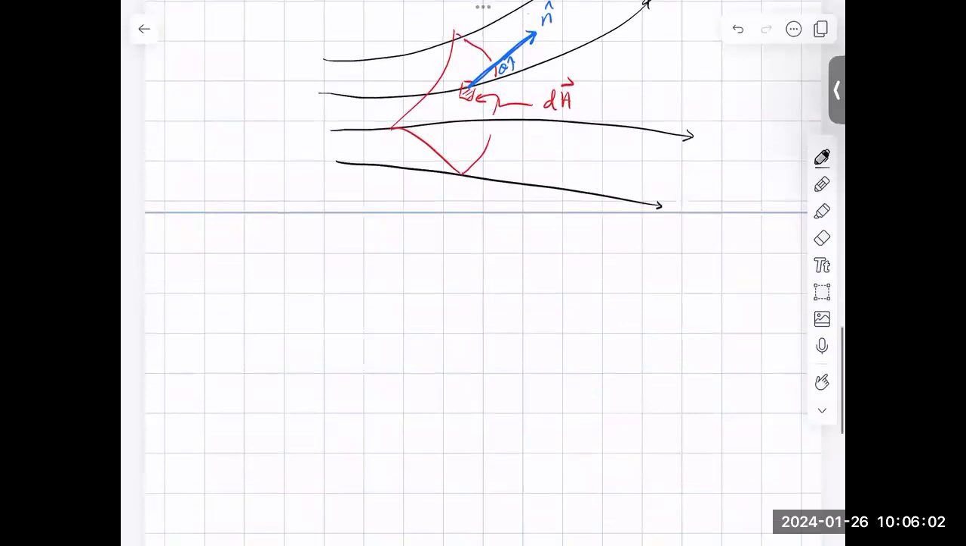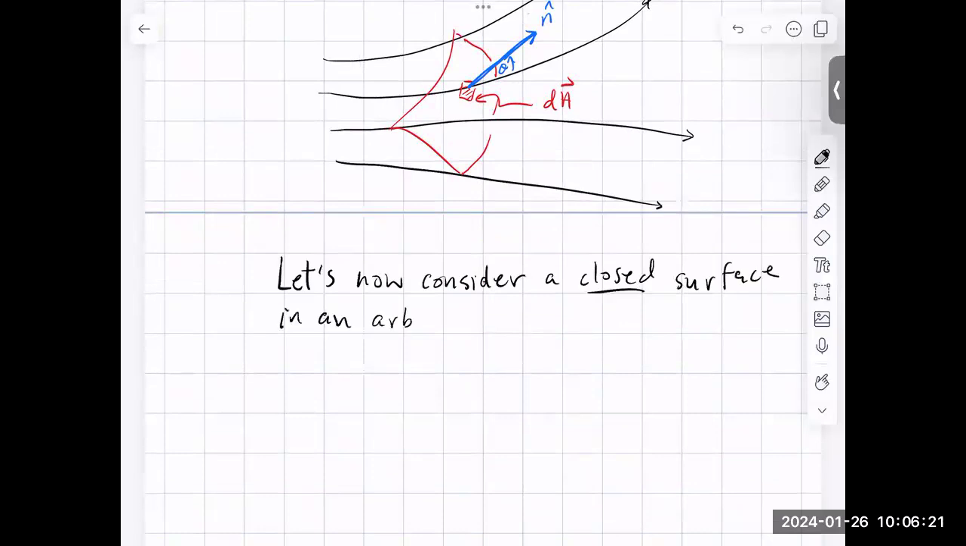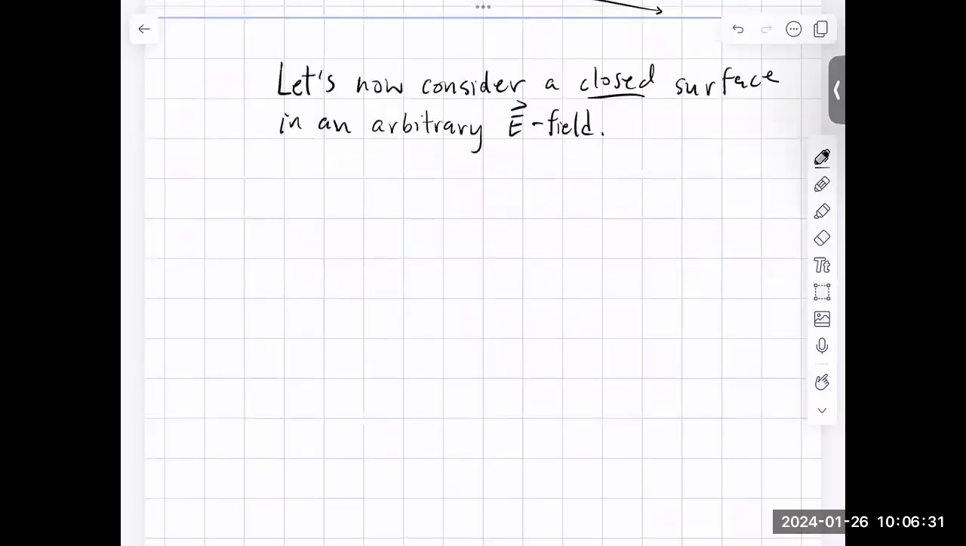Okay, so what I want to do today is let's now consider a closed surface in an arbitrary electric field. Okay, so I'm going to try to draw a closed surface. I'm going to make it a cube.